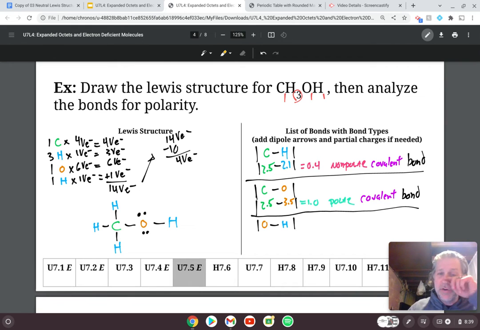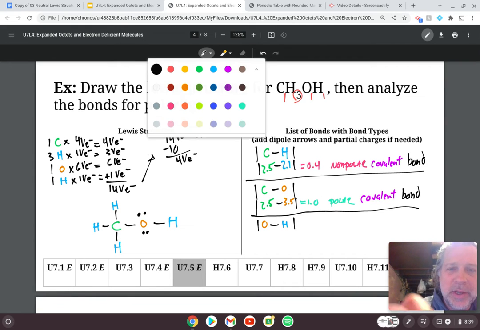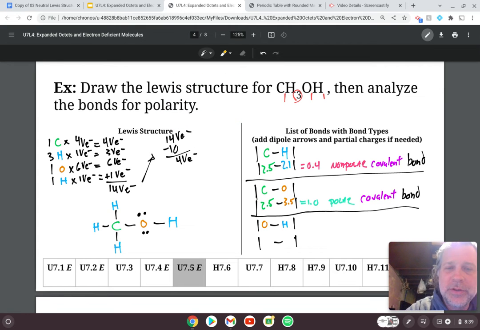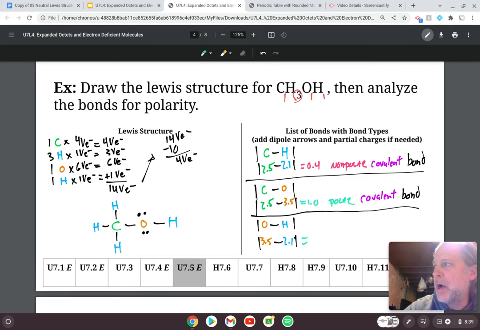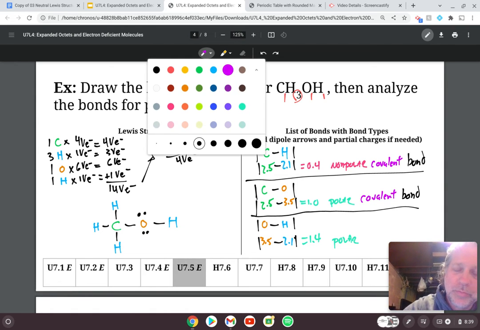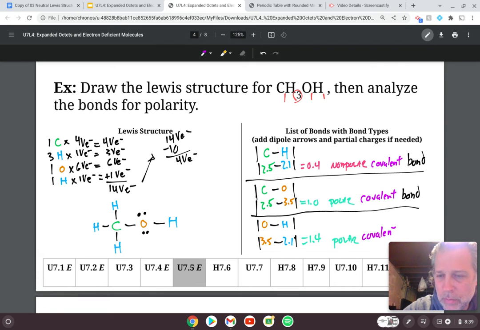And then the last one is oxygen and hydrogen. Good thing I don't have to go back and check my periodic table because I do see that I have the numbers here. So oxygen was 3.5, hydrogen was 2.1. And when I subtract those, I get a value of about 1.4. So that also is a polar covalent bond.